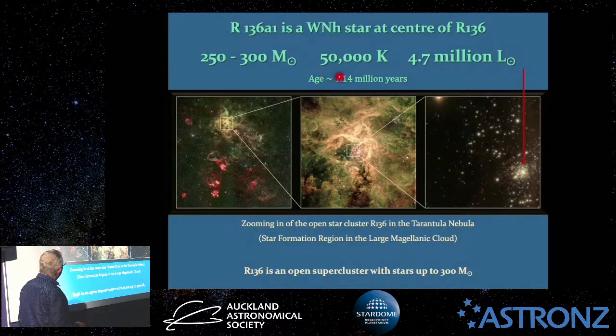Surface temperature of 500 degrees. Luminosity, check that out, 4.7 million times the power output or brightness of our sun. And it's only 1.14 million years old. So it's no surprise that's where it's sitting. That is the largest and probably one of the brightest stars known.